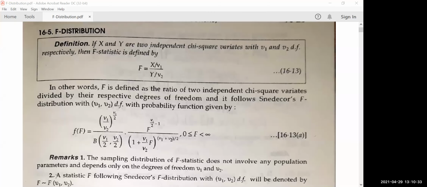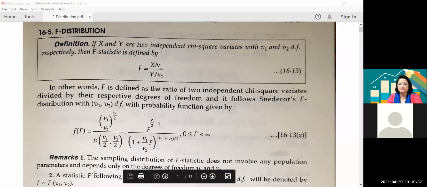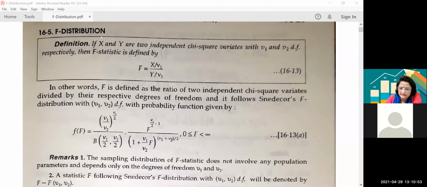Today we will do the F distribution. We have already done which distributions? The chi-square distribution and the T distribution. Now we will come to the F distribution. This is also a sampling distribution. Before coming to the distribution, distribution means to find the PDF of a particular statistic or variate.